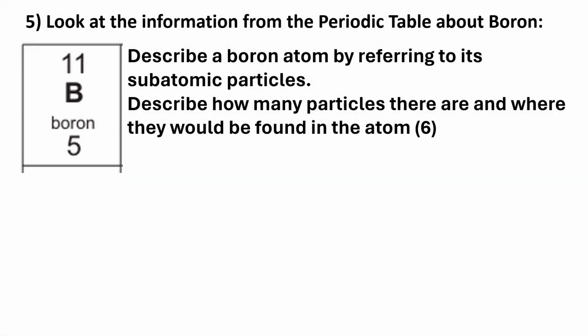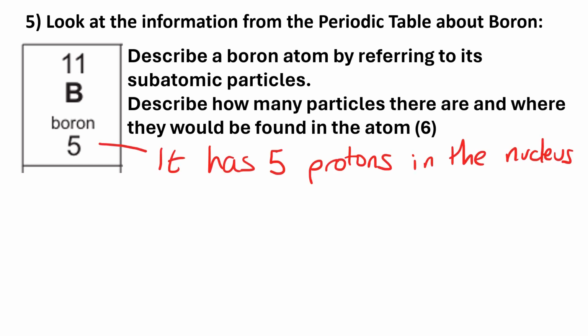Now when it's referring to subatomic particles, that can often confuse people. It just means protons, neutrons and electrons. So we need to say how many and where they are. So we'll start off by looking at the atomic number, and that tells us a boron atom has 5 protons and they would be found in the nucleus.